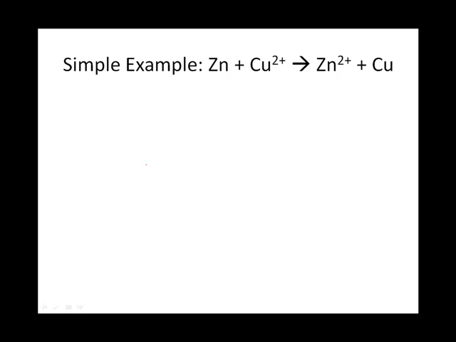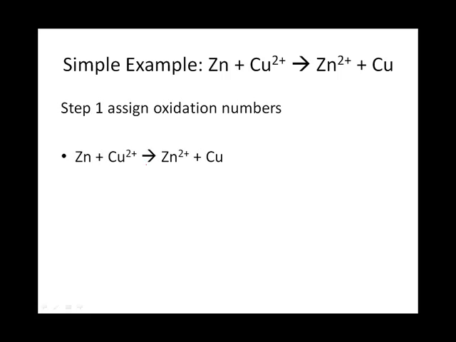Zn plus Cu2+ goes to Zn2+ plus Cu. First step is you assign oxidation numbers. So Zn is by itself, so it's going to be 0. Cu is an ion, so it's going to have the same as its charge, it's going to be +2. Same thing with Zn2+, and Cu by itself, again, is going to have an oxidation number of 0.